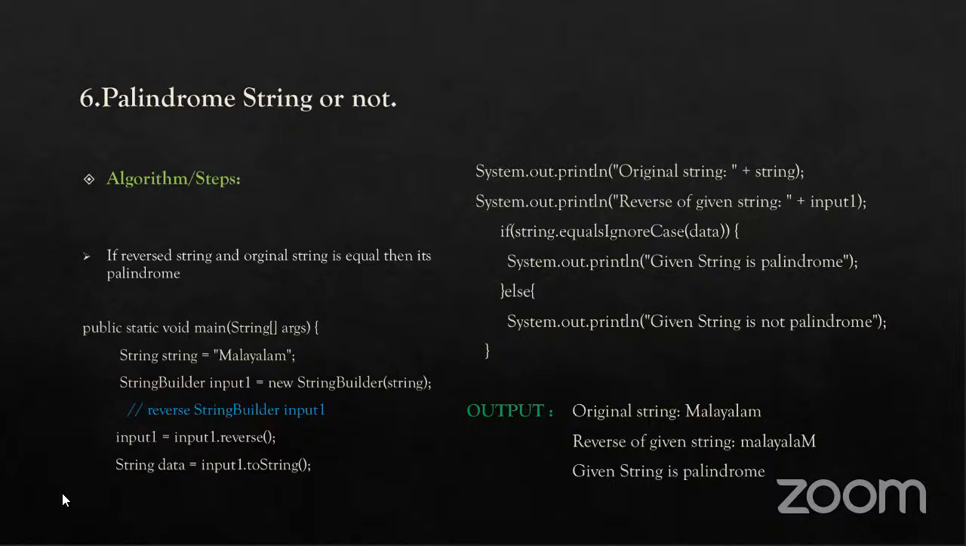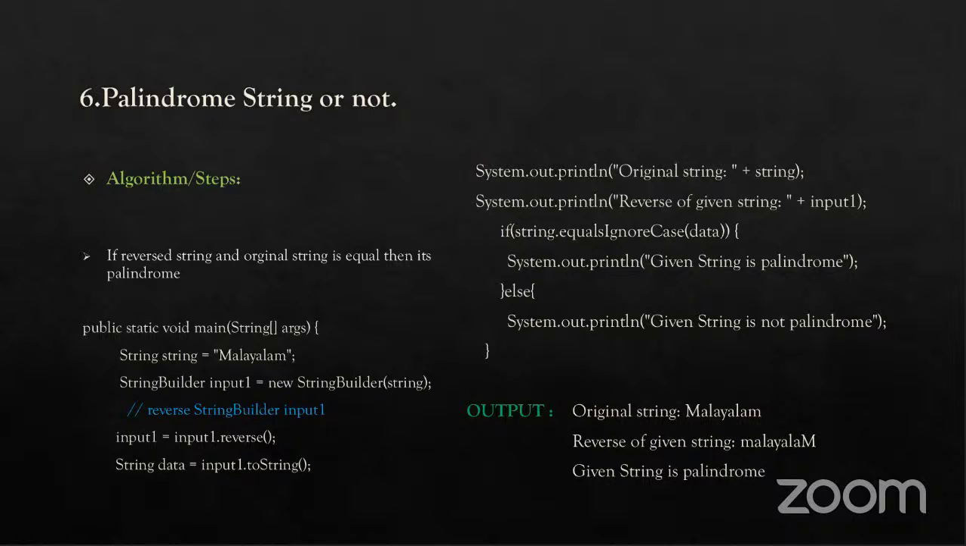Using the reverse method, I am reversing that and storing the reversed string back into input one itself. This step you can do either using the StringBuilder class, or, just like in the first program of reversing a string, using a for loop. The thing is just to reverse the string.